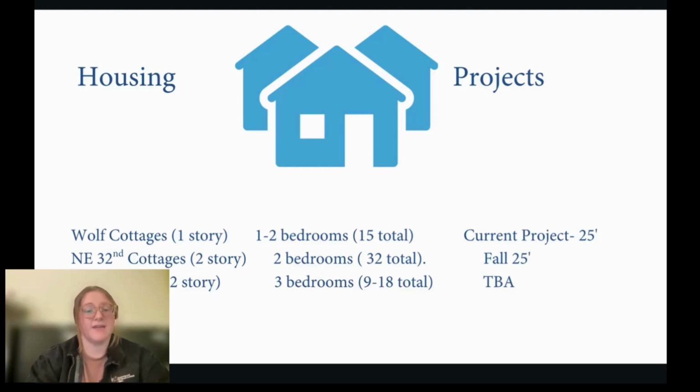And then we have our 62nd Avenue cottages, which are 2 stories. These have 3 bedrooms, and we're not certain, there's 9 to 18 in total. We actually already have 4 of these fully completed, 2 available for showing, and we should see the remaining done by February of next year.